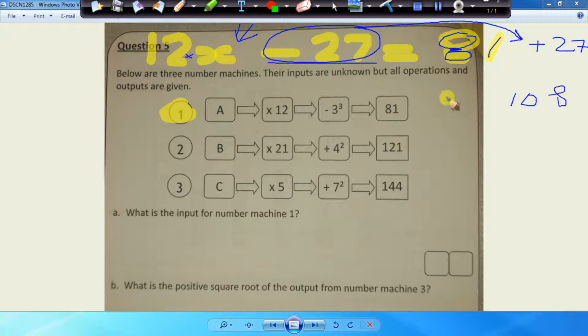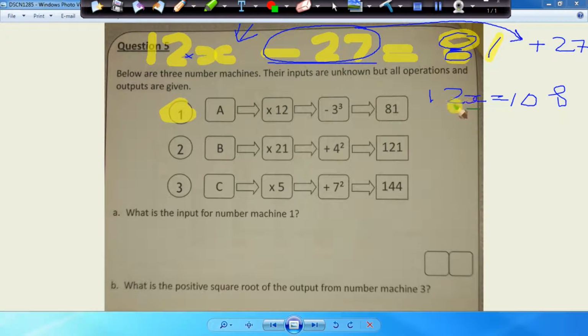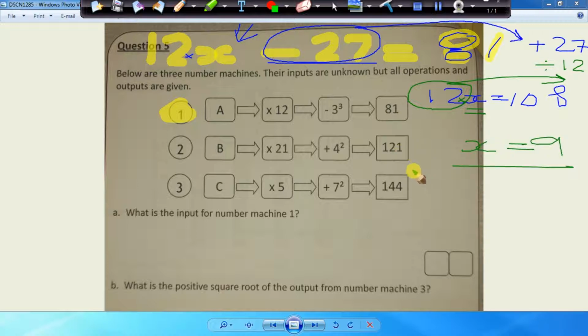81 add 27 will give us an answer of 108. I'm just going to copy that as 12x over here. Now, the next part: I want to work out the x, not 12x. So what do we do with the 12? 12 is a times. The opposite of times by 12 is divide by 12. So x will give us an answer of 9. Lovely. Question 5a is done. 5a is equal to 9.